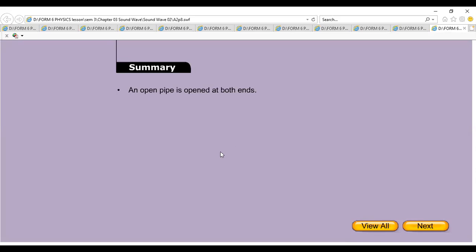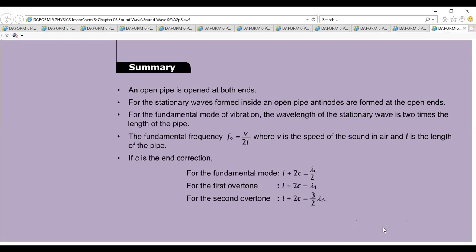As a summary for the open pipe, an open pipe is open at both ends. For the stationary waveform inside an open pipe, antinodes are formed at the open ends. For the fundamental mode of vibration, the wavelength of the stationary wave is 2 times the length of the pipe, and the fundamental frequency F0 equal to V over 2L, where V is the speed of sound in air and L is the length of the pipe.